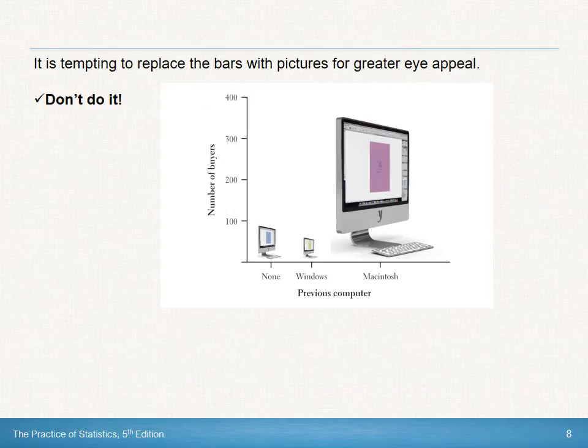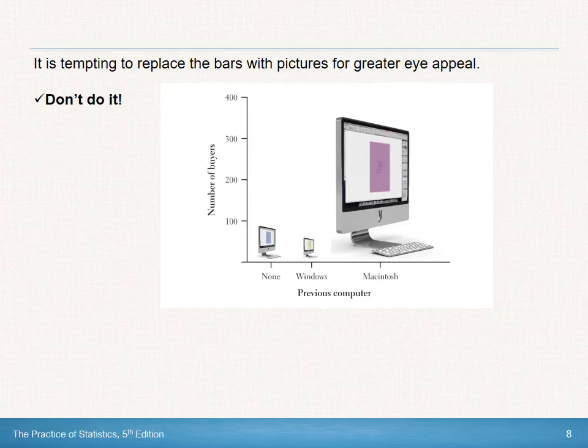So here's just kind of an example. In this case, they used pictures. So you also don't want to use pictures. It says it's tempting to replace the bars with pictures for greater eye appeal to make the graph look better, but it actually messes up your data.